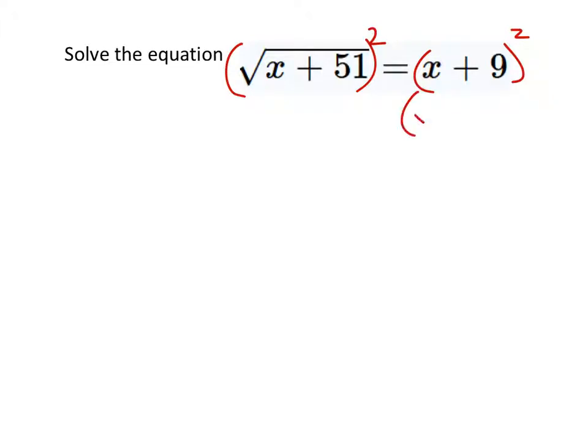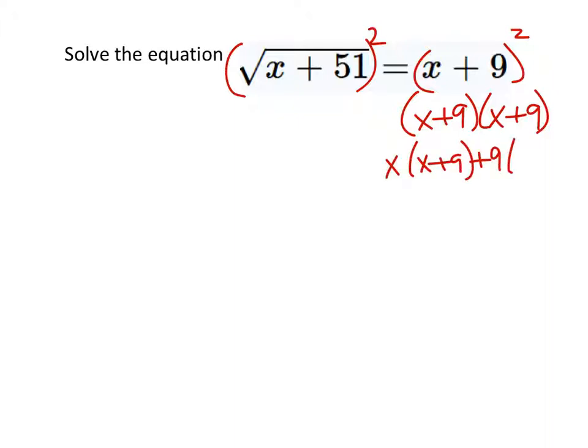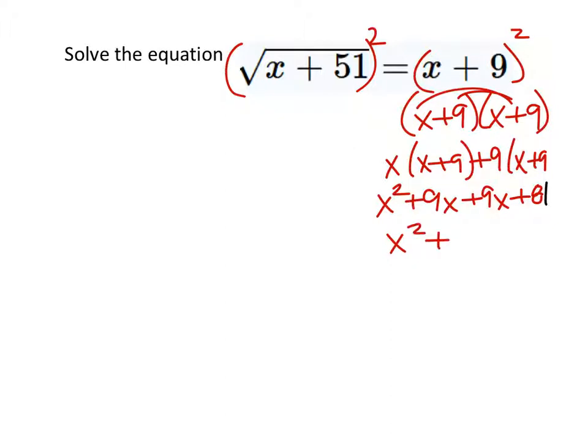which also turns out to be x plus 9 times x plus 9, right? So that ends up being x times x plus 9, plus 9 times x plus 9, right, with distribution on those. And I get x squared plus 9x plus 9x plus 81, which, whoa, whatever, would give us x squared plus 18x plus 81.